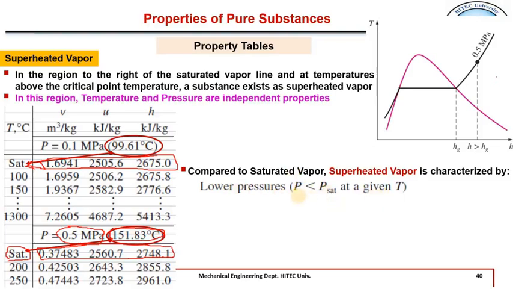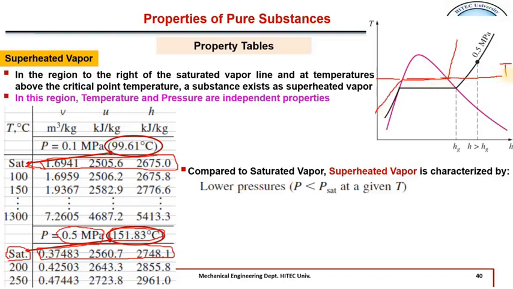Now let's try to understand this point. P is less than P sat at a given T. So at a given T, for example, this is some given T. This is a constant temperature line on the PV diagram. Now what is it saying? At a given T, pressure is less than P sat. It means for this temperature line, what is the saturation pressure? So for this temperature line, this will be the saturation pressure line, right?